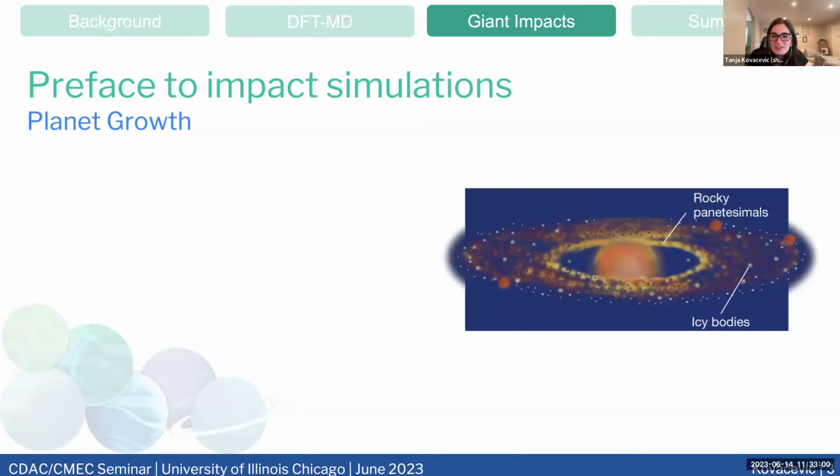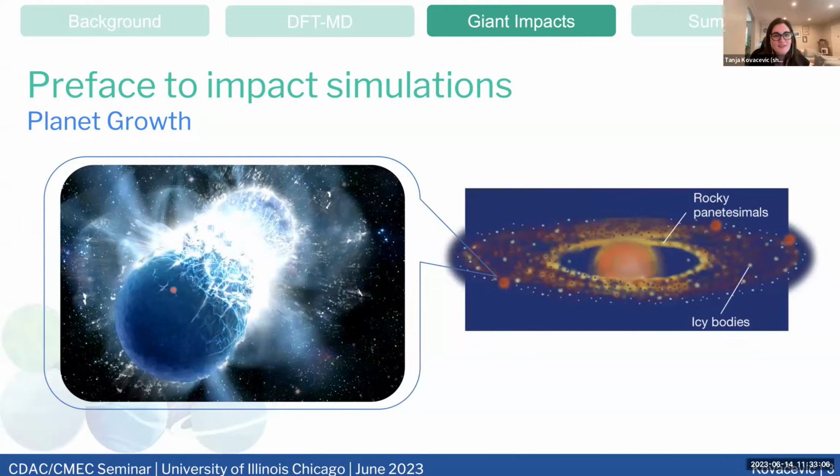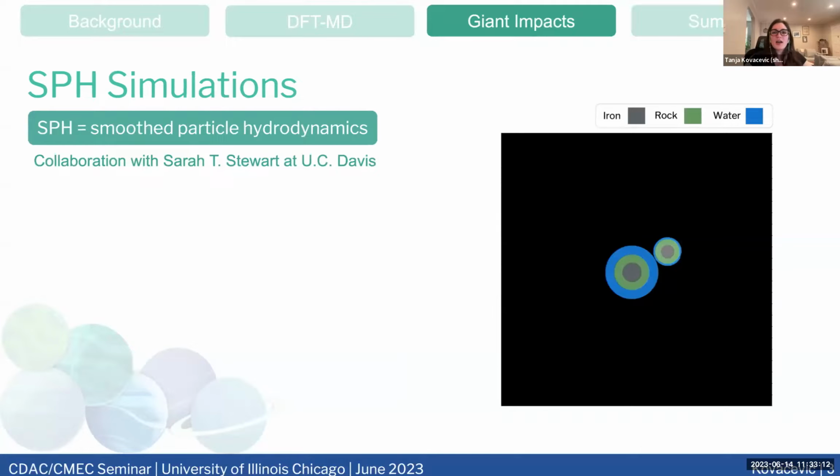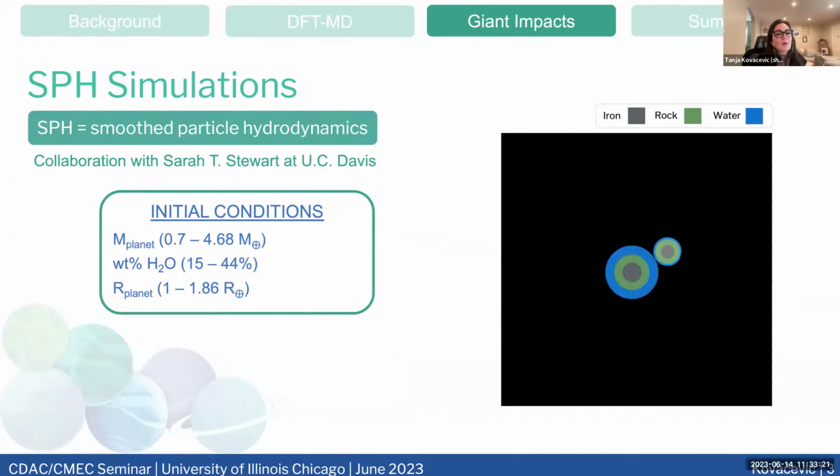So for our impact simulations, we're going to assume that the water world grew through this collisional growth model. And here I just have a fun picture of maybe some ice giants slamming into each other. So Sarah ran SPH, or smooth particle hydrodynamic, simulations. This is a collaboration with Sarah at UC Davis. She ran a bunch of impact simulations where I've quickly summarized the initial conditions here. This plot is going to be the end member cases, but again, we ran combinations of all of these types of planets. You can see it in the supplementary to the MgSiO3 paper in Scientific Reports.